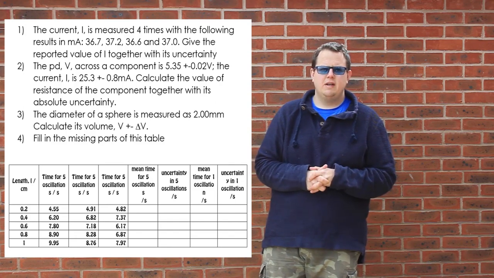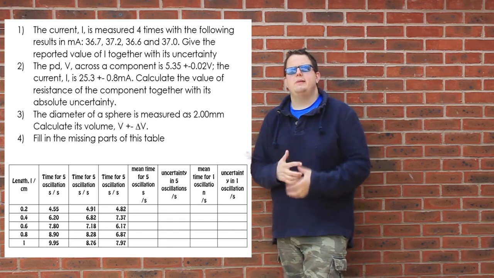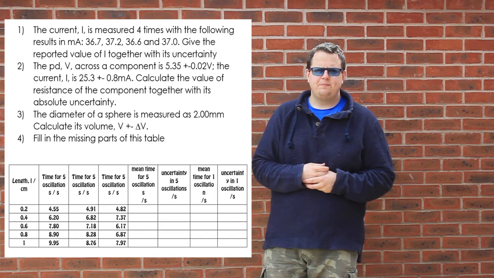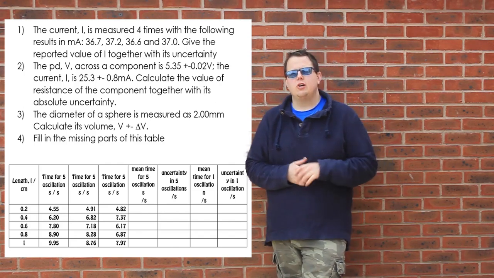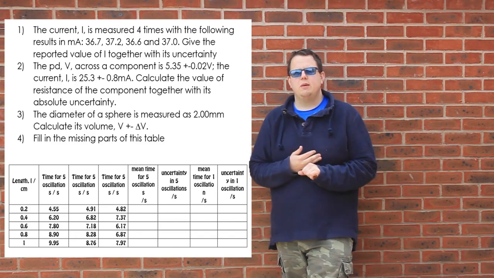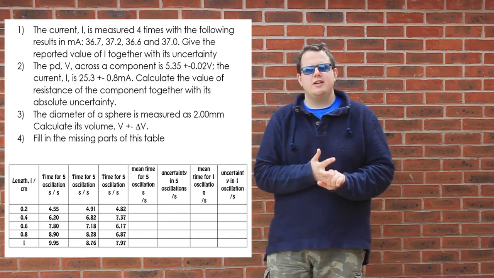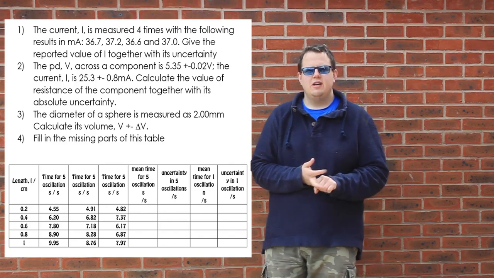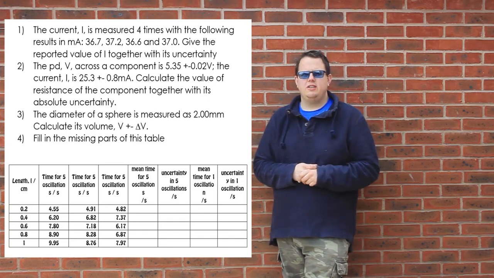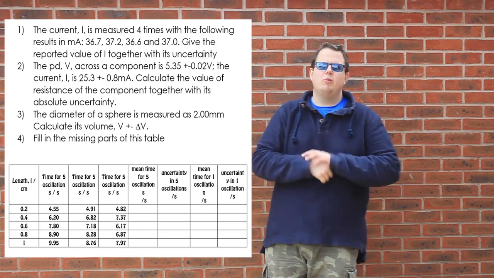Then question 4 is fill in the missing parts of the table. Alright, so you've got 4 columns to fill out: the mean time for 5 oscillations, your uncertainty in 5 oscillations, your mean time for 1 oscillation, and the uncertainty in 1 oscillation.